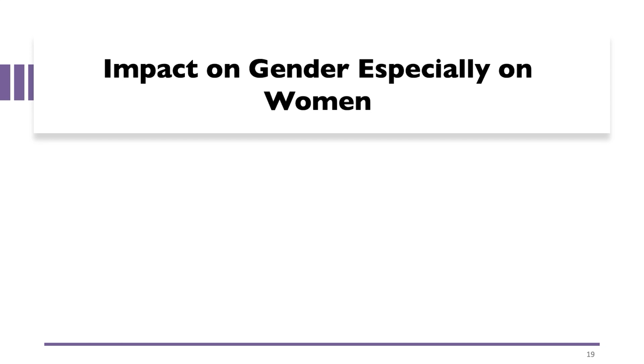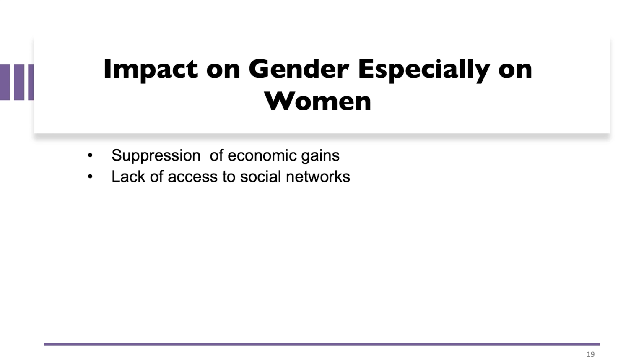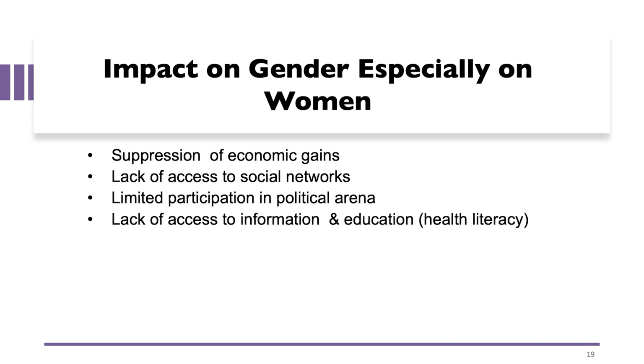So what is the impact of gender, especially on women, because of these gender roles, norms and behavior patterns? How does it impact women? One impact is suppression of economic gains, because they are not supposed to engage in economic activities. Lack of access to social networks, they are not supposed to move in society. Limited participation in the political arena. Lack of access to information and education. Then investment in nutrition is mainly at the household level.